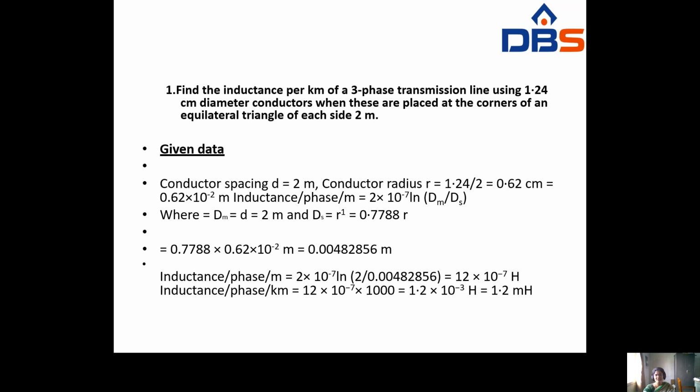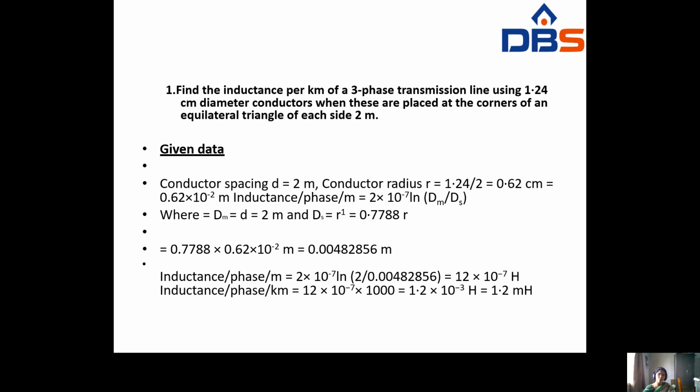See here, conductor spacing, that means the distance between each conductor, will be 2 meters. Three conductors means for each conductor the distance between the conductors will be 2 meters. Conductor radius: in the problem the diameter is given. Whenever you want the radius, you have to write diameter by 2. So you write 1.24 by 2, and you get 0.62 centimeters.